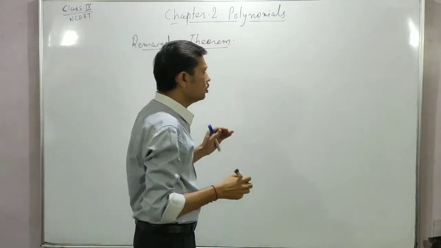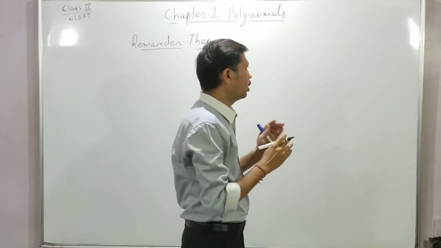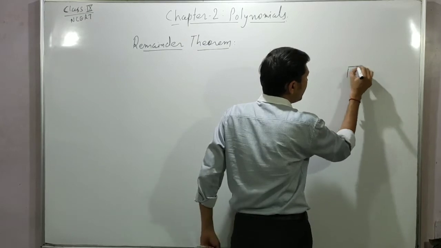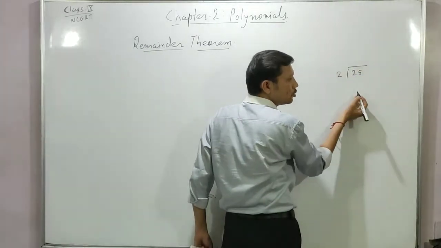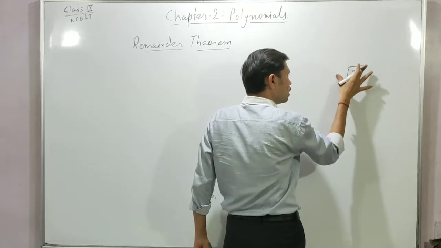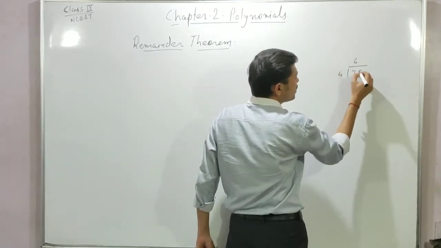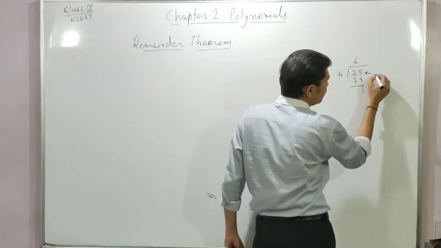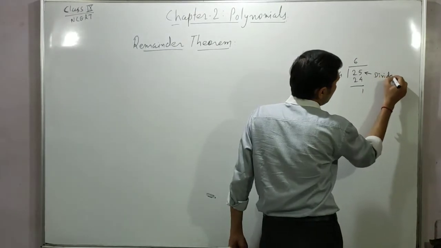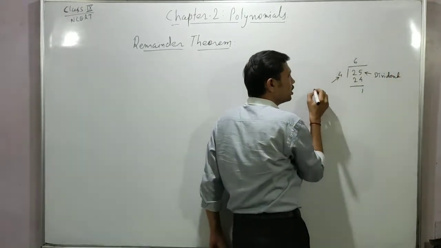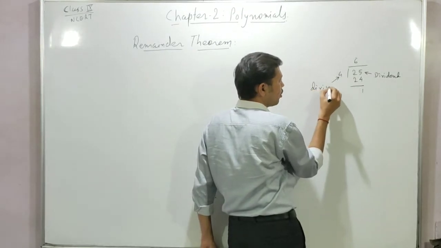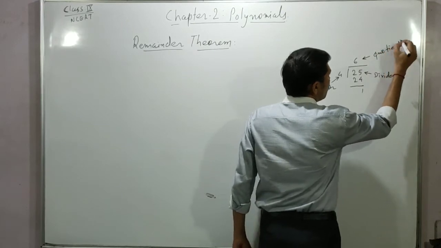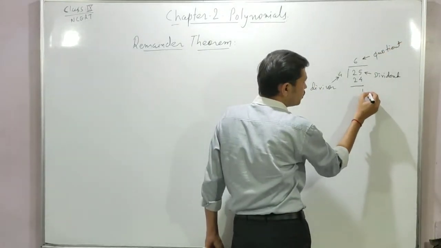Okay, now when we perform long division, suppose a number is 25. When I divide this number by, for example, 4, 6 times 4 is 24. Okay, so 25 is what? Dividend. 4 is what? Divisor. 6 is what? Quotient. And 1 is what?